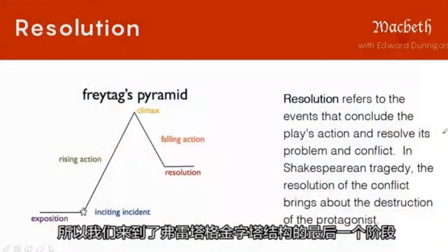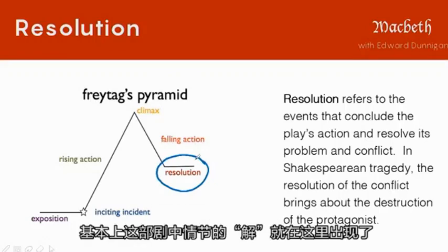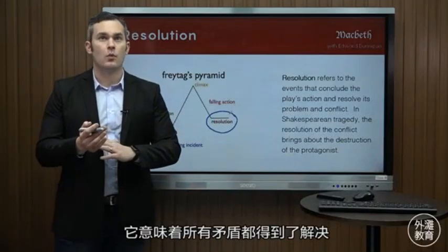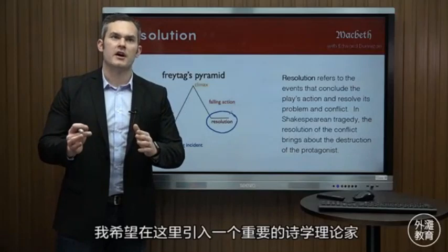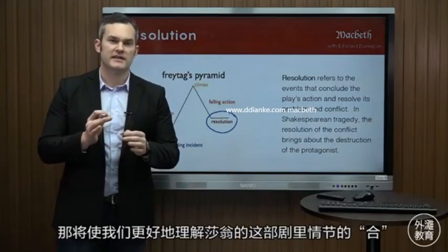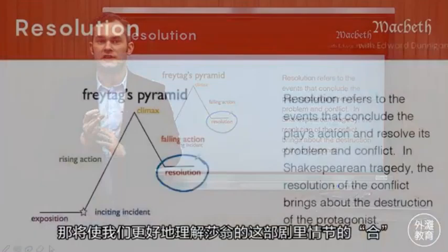Resolution. So, all right, we're now moving to the final stage of Freytag's pyramid called the resolution. Sometimes this is also called the denouement as well, which is a French word. It basically means the conclusion of the play where everything is resolved, all the problems have worked out to their conclusion. I want to offer an aside here about an important literary theorist and a concept that he introduced that's going to shed some light on what the resolution is in Shakespearean drama.